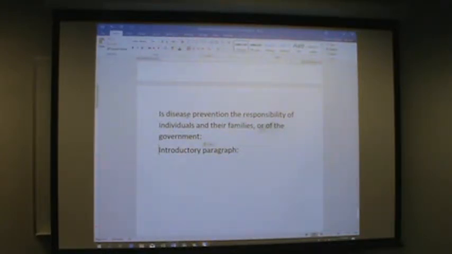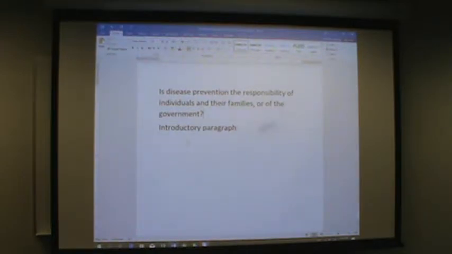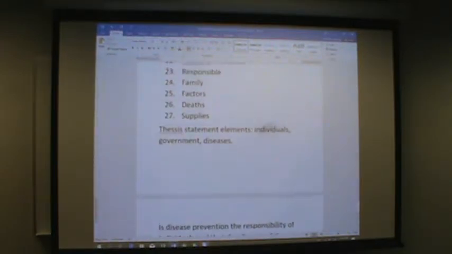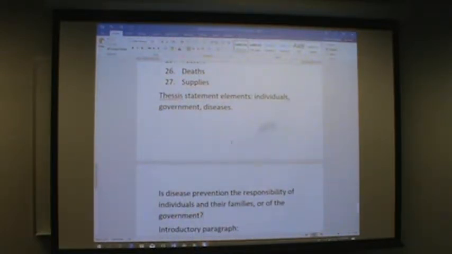The topic is: is disease prevention the responsibility of individuals and their families or of the government? That's a question, by the way. So we started here. Introductory paragraph. We have 3 elements, which are individuals, government, and diseases. Those are the 3 elements in the thesis statement.